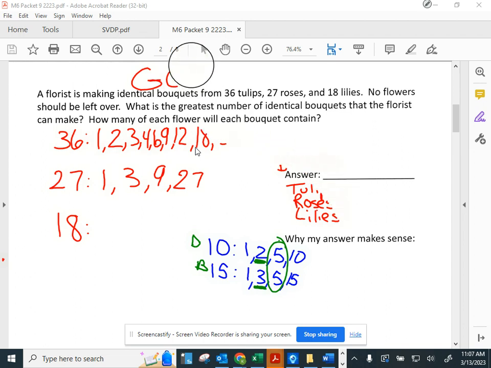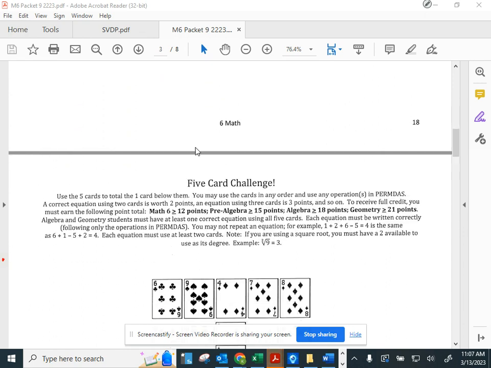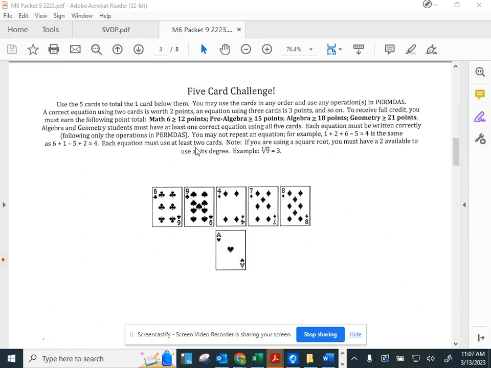So let's look at our next page. Next page is that 5-card challenge. All of my equations should equal 1. Remember, there should only be one equal sign in our equation. So make sure as you're working it through, you're doing that. You can work it all out.